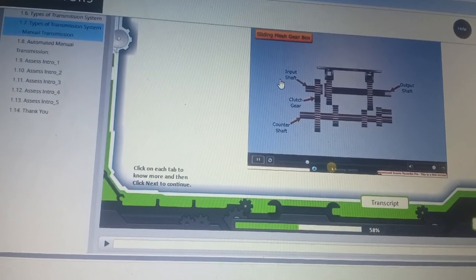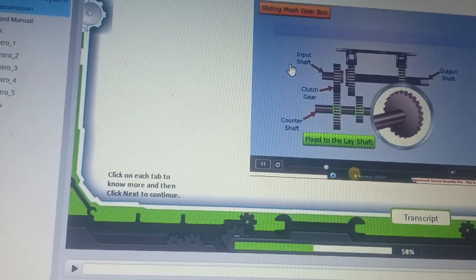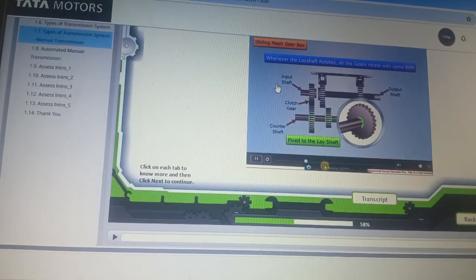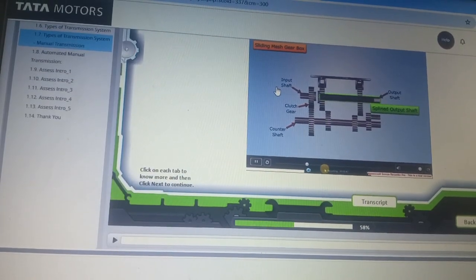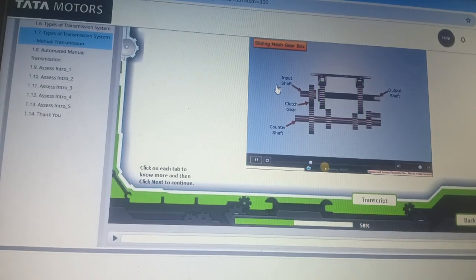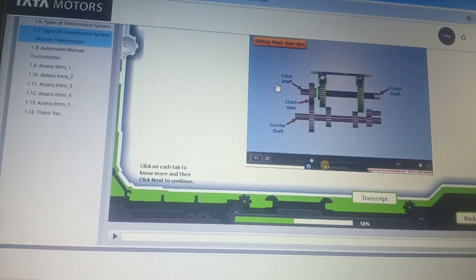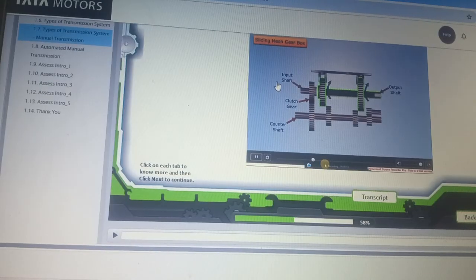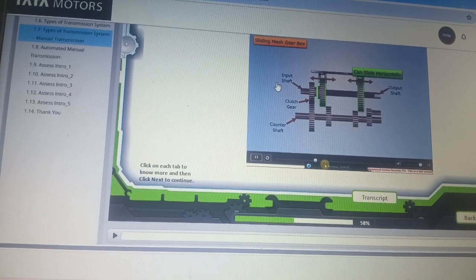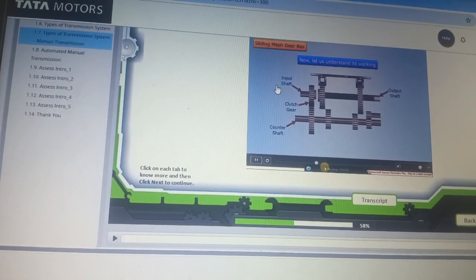The gears on the lay shaft are fixed to it so that whenever the lay shaft rotates, all the gears rotate with the same RPM. The splined output shaft has two different size spur gears mounted on it. These two gears are mounted in such a way that they rotate with the output shaft, but can slide horizontally along the splines of the output shaft. Now let us understand its working.